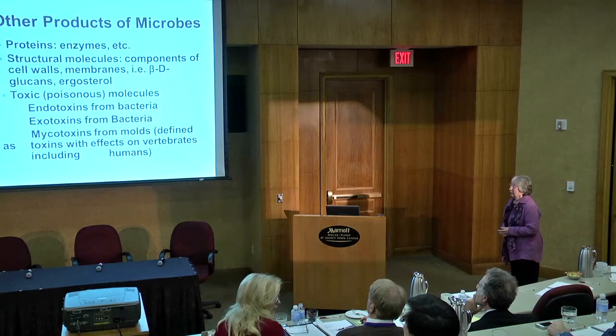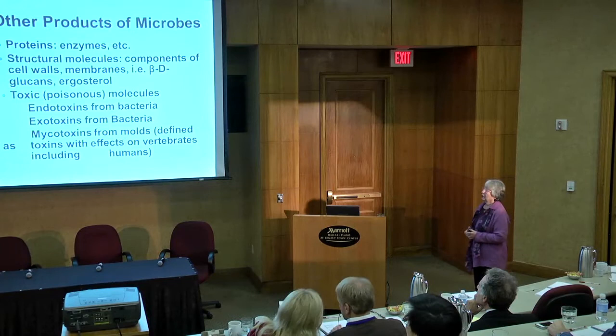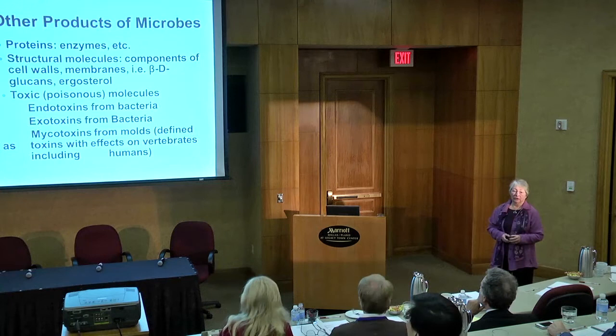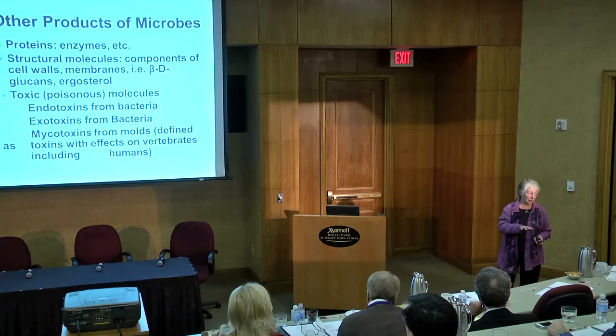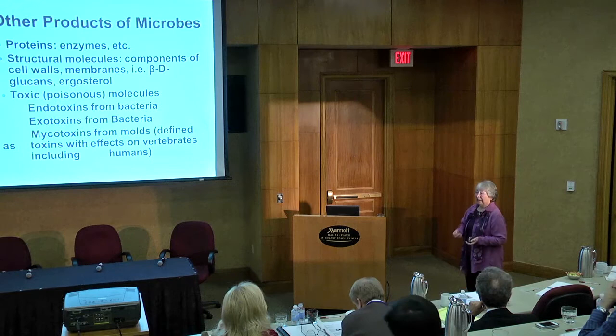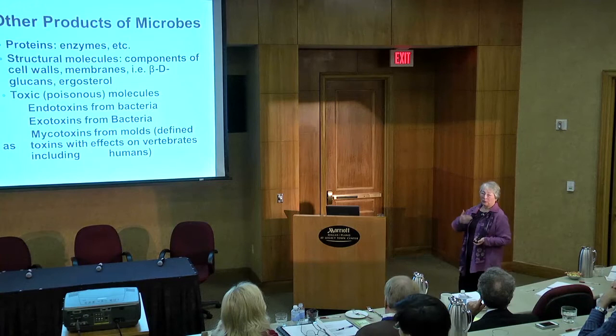What other things do microbes produce? Well, molds, for instance, digest externally. We ingest and then digest. They digest and then ingest. They put enzymes out into the environment, onto the substrate where they live, and they digest the starches, the sugars, and so forth. And then they absorb the resulting nutrients. They digest before they ingest.